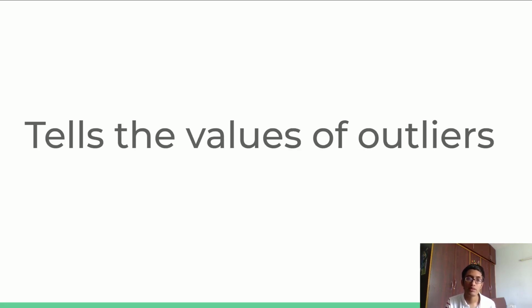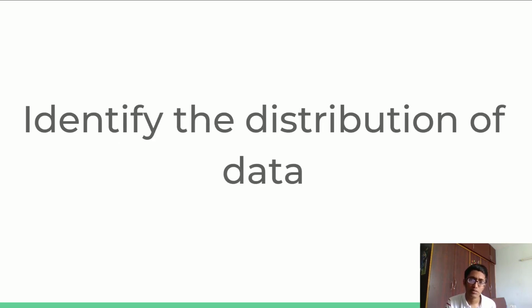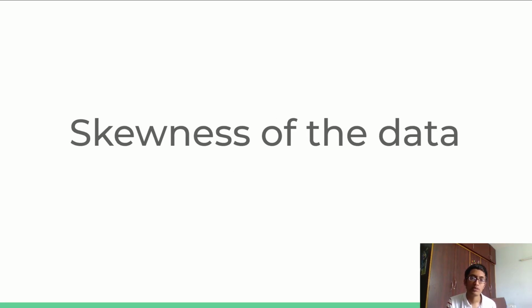Box plots help us in telling the value of outliers and they help in detecting the outliers quite effectively. Then we can use different feature engineering techniques to remove these outliers. Box plots also help us in identifying the distribution of the data. So this may be normal distribution, Gaussian distribution or the other types of distribution as well. They also help us in gauging the skewness of the data. So it also helps us in telling whether the data is left skewed, right skewed or not skewed at all.